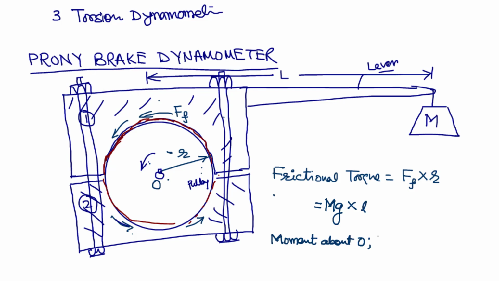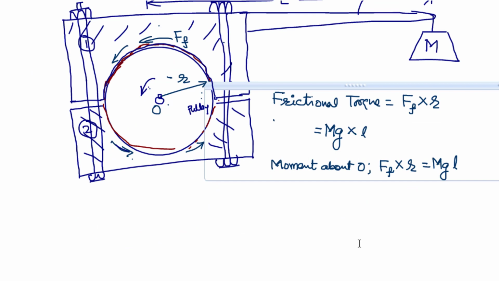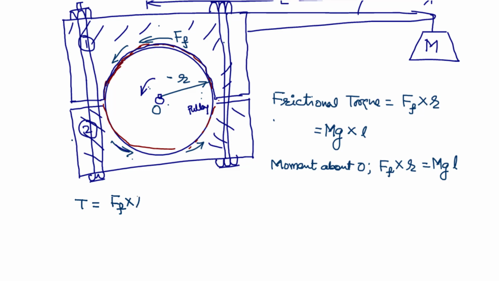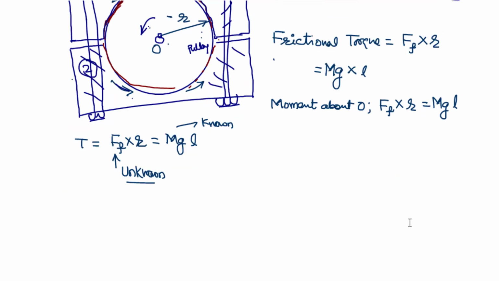This is balanced by weight, then frictional force F into radius R should be equal to external force, means mg into L. Then the frictional torque T equal to mg into L. This quantity F is unknown, but F into R equal to mg into L. Both are known quantities.